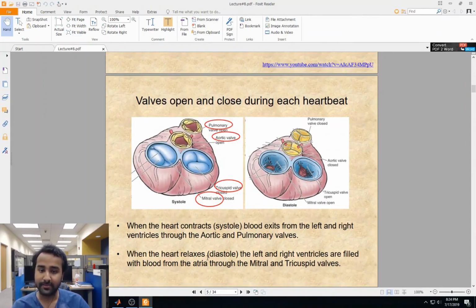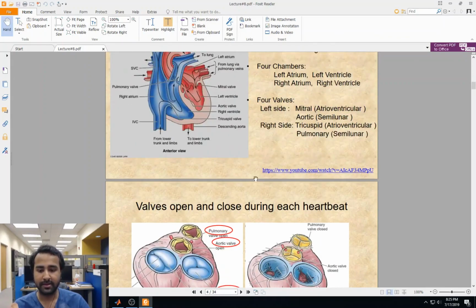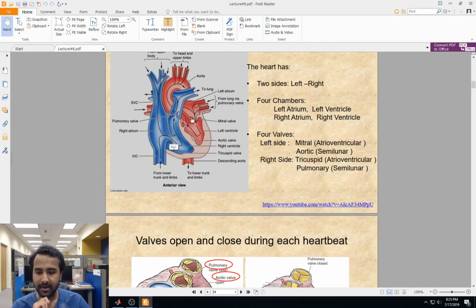Then when the heart relaxes, we call that diastole, and the left and right ventricles start filling up with blood in preparation to pump, and the atrium start dumping blood into them. And those occur because the mitral and tricuspid valves are open, and those are found here and here.